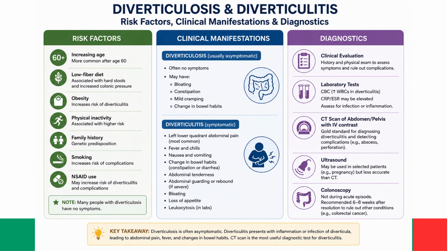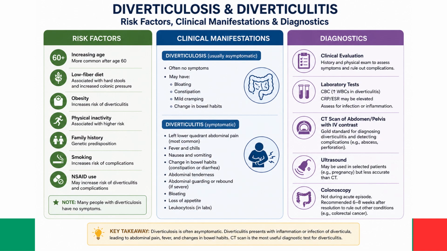So starting with risk factors, age is one of the strongest. Diverticula become increasingly common as people get older because there are changes in the strength and elasticity of the colon wall over time. You'll often see a low fiber diet listed as a risk factor. The traditional explanation is that less fiber contributes to smaller, harder stools, which may require the colon to generate greater pressure to move stool forward.